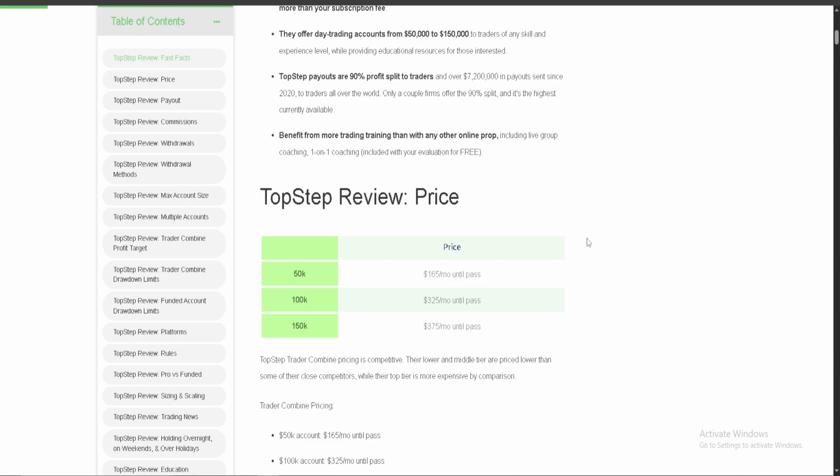So in conclusion, both TopstepX and Tradovate offer unique advantages tailored to different trading needs. TopstepX is ideal for beginners looking for a cost-effective integrated solution, while Tradovate caters to traders seeking advanced tools and greater flexibility. Your choice should align with your trading experience, desired features, and long-term trading objectives.